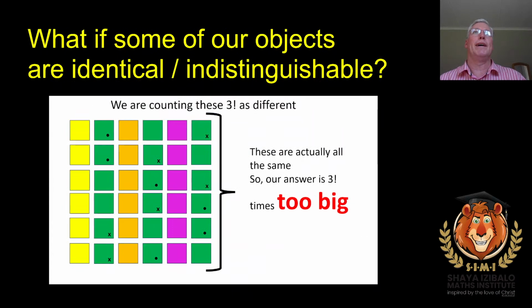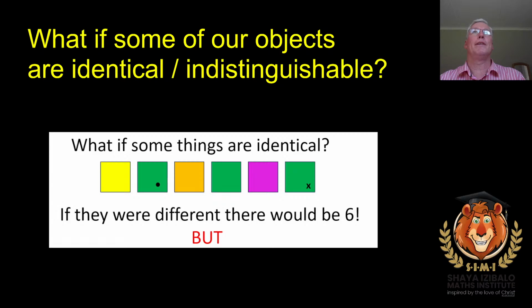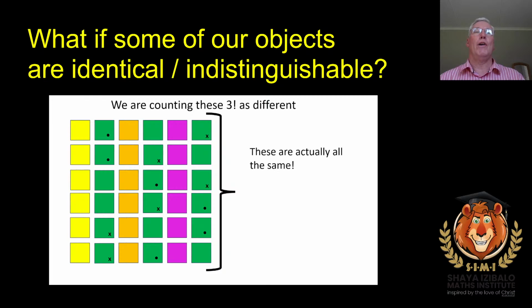And then lastly, before we dive into our examples, what if some of the things are identical? I think I'm on the wrong slide here, so I'm just going to, there we go. Suppose we had these 6 blocks. At the moment, I've put tiny little marks on 2 of the green ones so that the 3 green ones actually appear to be different. If they were different, then obviously there would be 6 factorial ways we could arrange them. But in fact, those green ones are not different. So if we look, there are actually 6 ways that we can arrange those.